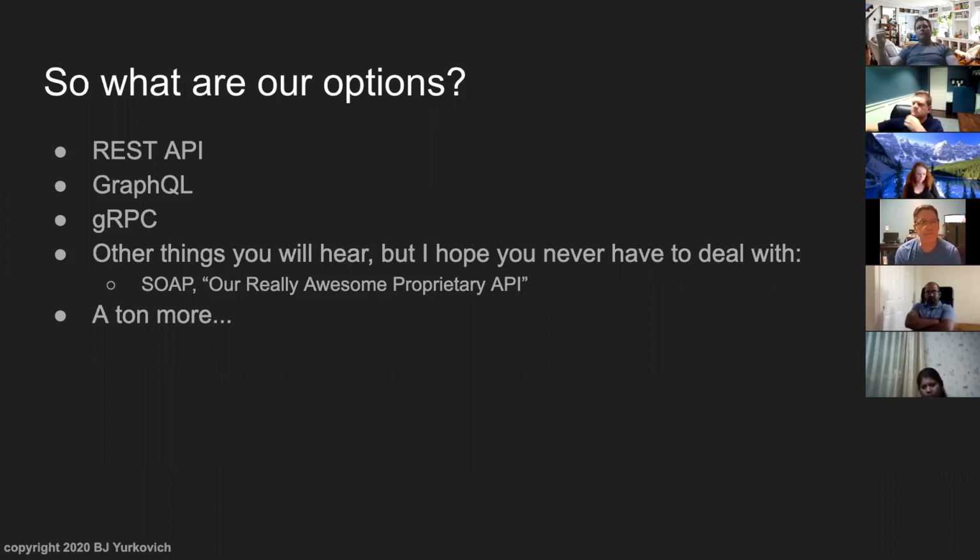Other things that you'll hear about, and I hope you never have to use, are SOAP and a really awesome proprietary API. Where they do some crazy stuff with TCP and make it look semi like JSON, or they use some version, or send YAML across the line. So you've got all that kind of stuff. I just really hope that you never have to deal with SOAP, especially. We're stuck with our really awesome proprietary APIs in the embedded world. We'll never get away from that.